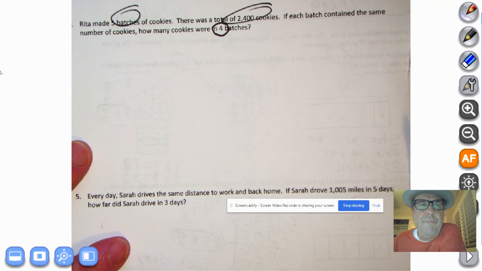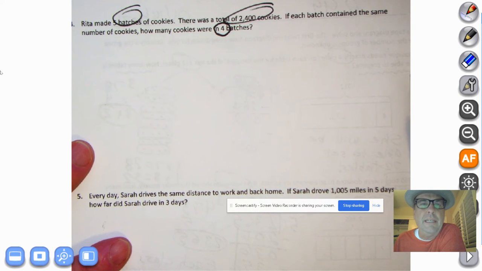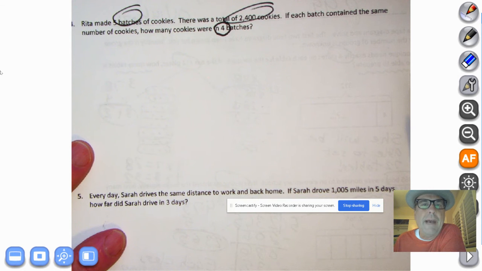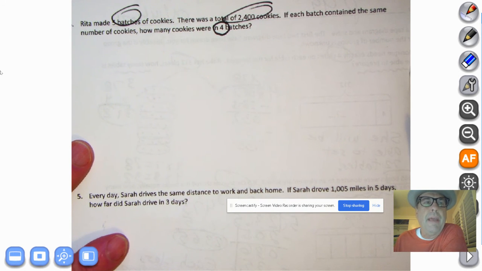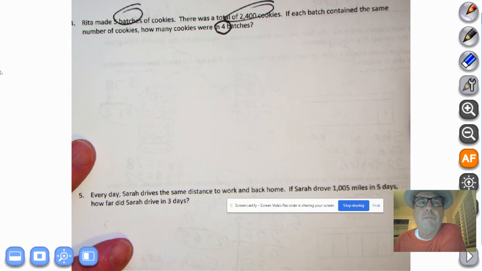So she made 5 batches of cookies. There were a total of 2,400 cookies. If each batch contained the same number of cookies, how many cookies were in 4 batches? So we don't want to know how many were in 5. We want to know how many were in 4. How do we do that?